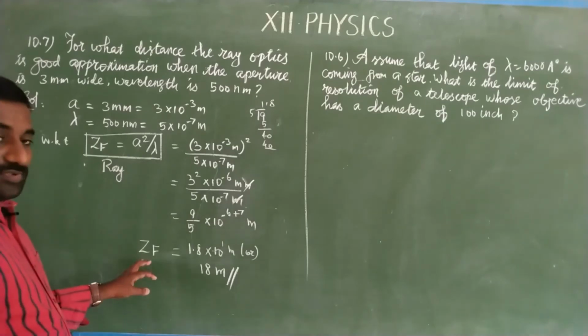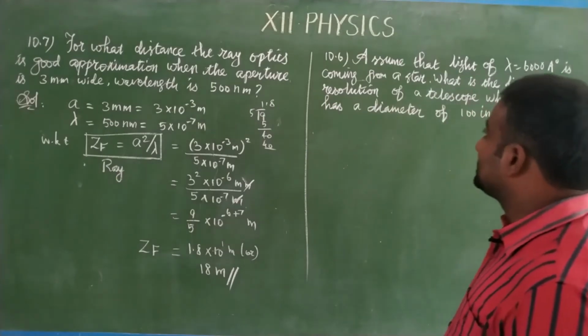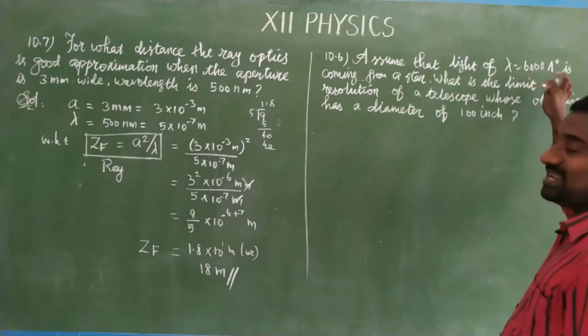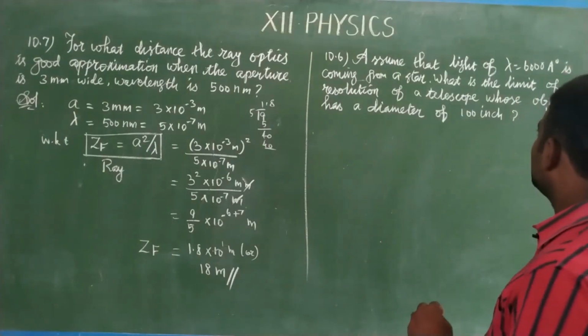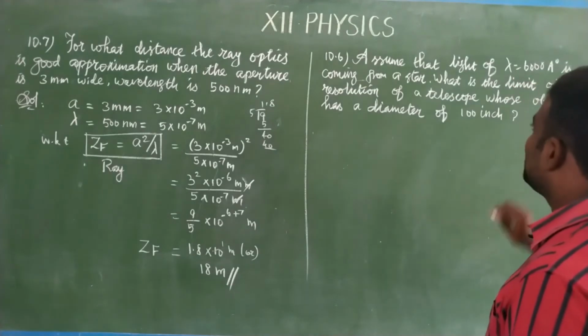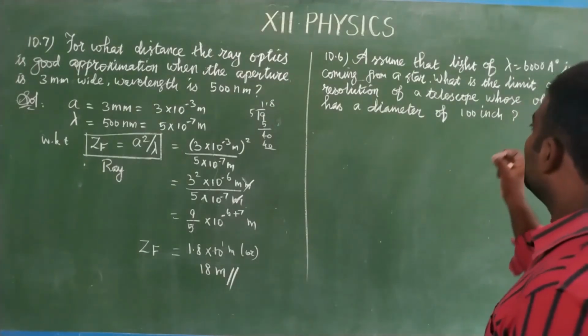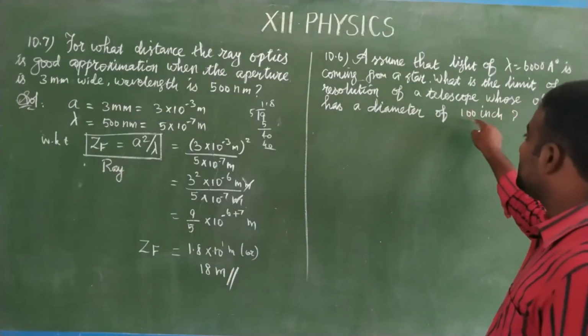Understood? The next two questions we take in reverse order. Question number 6. Assume that light of wavelength 6000 Angstrom, which is near yellow, nearly orange, is coming from a star. What is the limit of resolution of a telescope whose objective has a diameter of 100 inch?